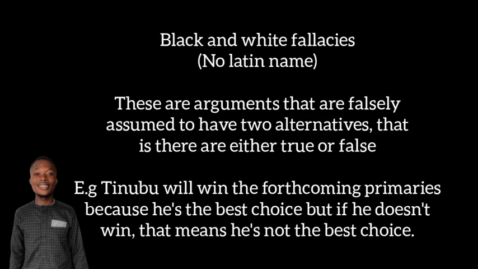Now, we also have the black and white fallacy, and this fallacy is when an argument has only two alternatives. That is, it is either true or it is false. It is a statement like, if you are not for us, then you are against us. So it is either one of the two. So that is that on fallacies of relevance under informal fallacy.